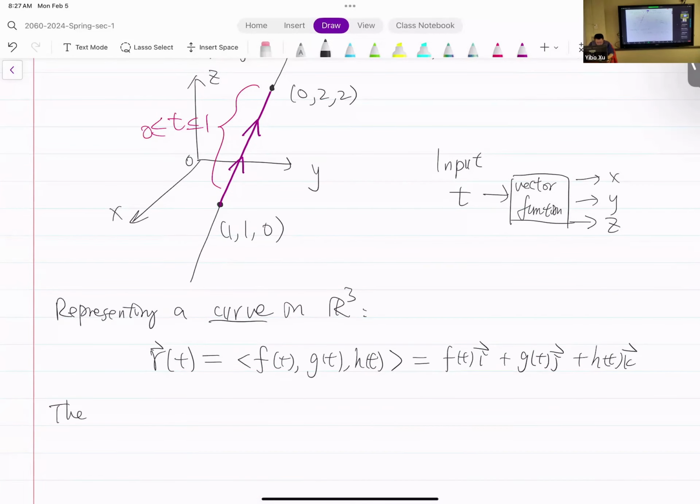So the function here, the function R. So now if you think about the R, so basically we have a domain that's in terms of t. Okay, there's only one variable that's from R to R3. So one parameter to a vector of 3 components. This is called a vector function.